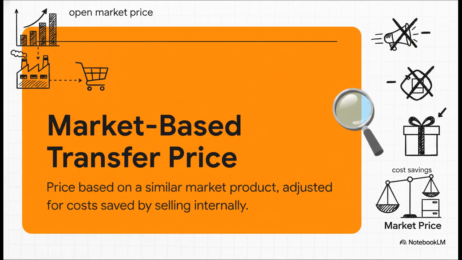So what exactly is a market-based transfer price? Well, the logic is actually pretty simple. You go out and you find the price for a similar product on the open market. But you don't stop there. You've got to adjust it. Think about it. You subtract all the costs you save by selling it internally. You know, things like shipping, marketing, fancy packaging. All that stuff goes away. And whatever's left, that's your transfer price.